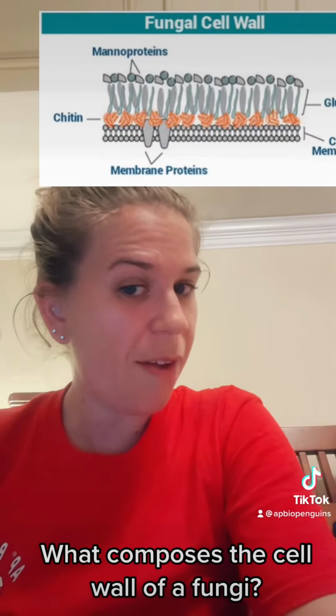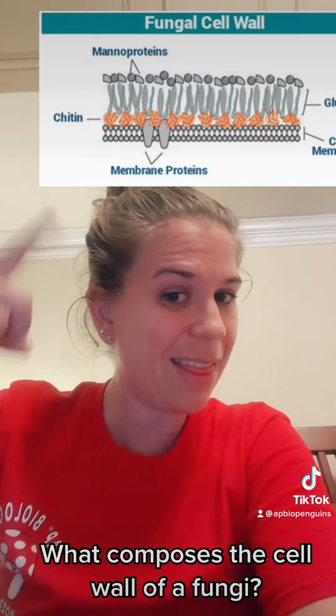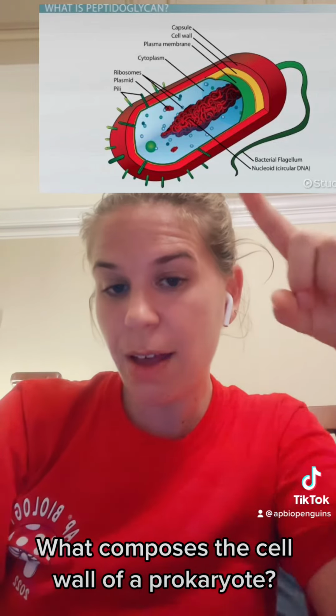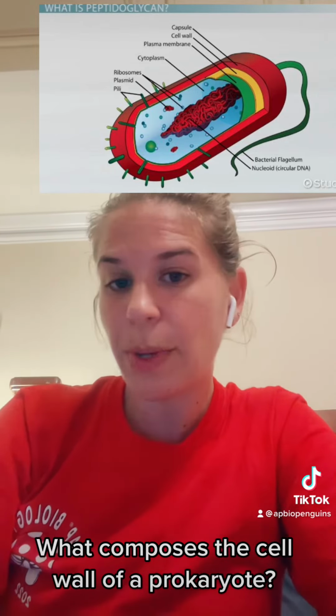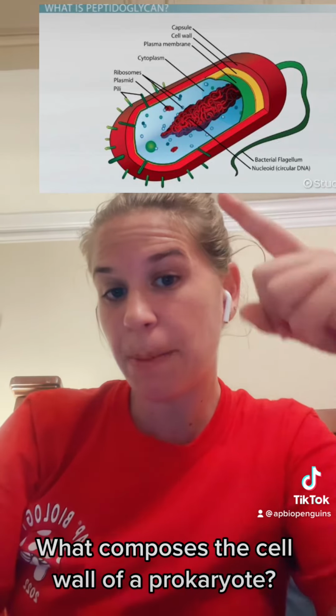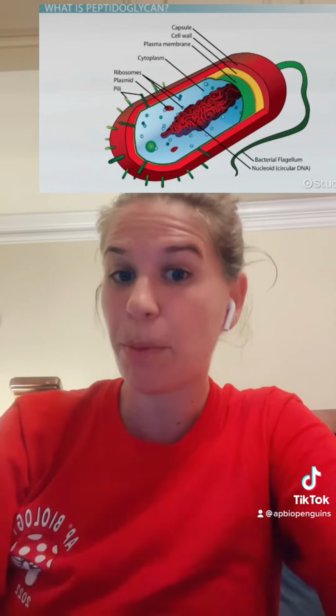Fungi are going to have the polysaccharide chitin in their cell wall. And some bacteria have a cell wall with peptidoglycan in it. That's how we tell the difference between gram-positive and gram-negative bacteria: if it's gram-positive, it has peptidoglycan that takes up the crystal violet, turning purple. Don't worry about gram-positive and gram-negative, though.